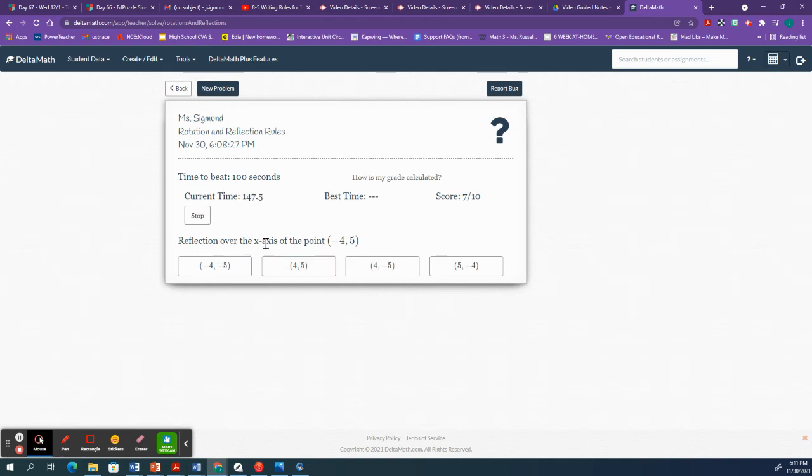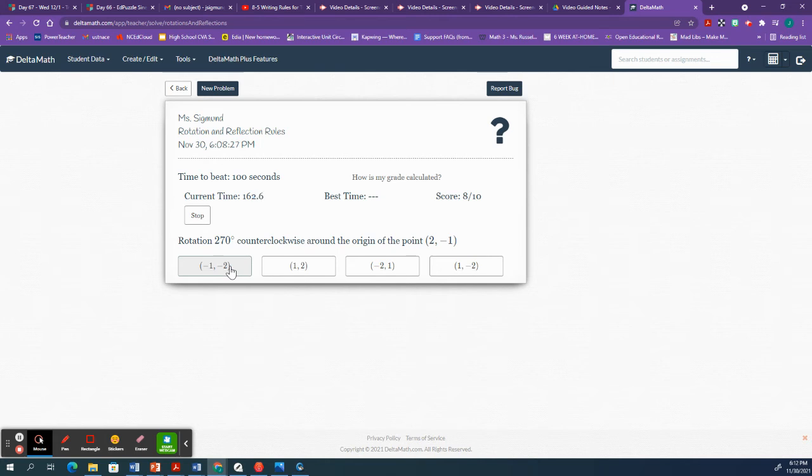Reflection over the x-axis, again, they stay in the same place, but this time the y becomes opposite of whatever it was. So since it is now positive, it is going to become negative. x stays exactly the same, so we'll have (-4, -5).